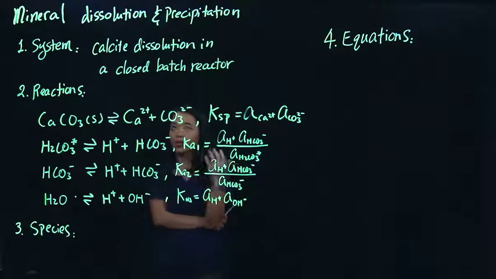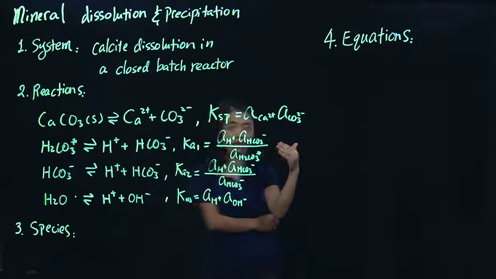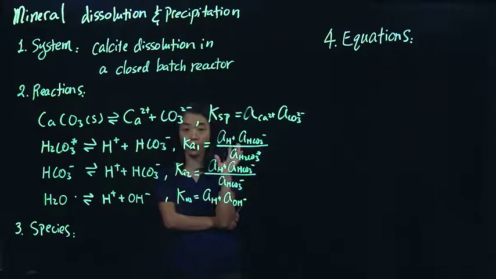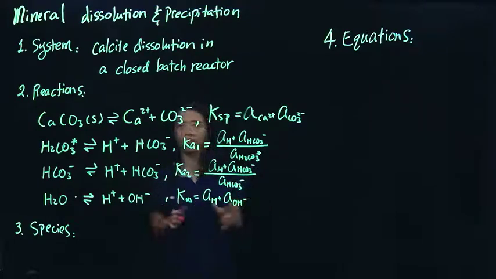When we have mineral dissolution and precipitation, because the reaction usually occurs at the interface between the solid phase and water, the reaction occurs much slower. So we often need to consider the kinetics of the reaction, meaning we care about how long it takes for the reaction to reach the end point.